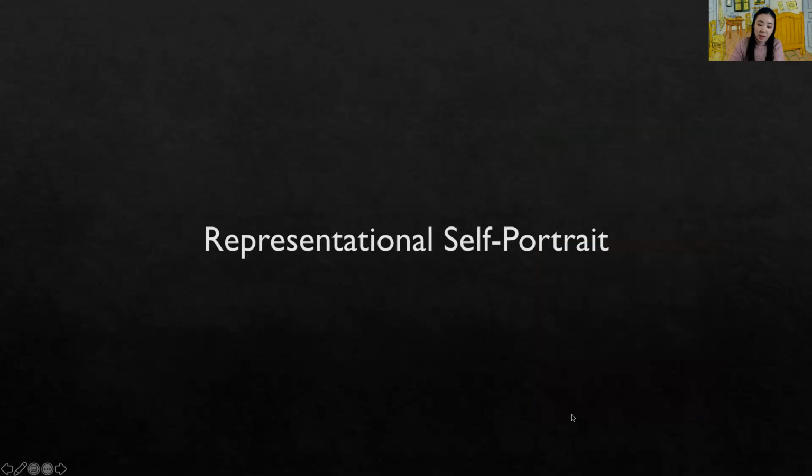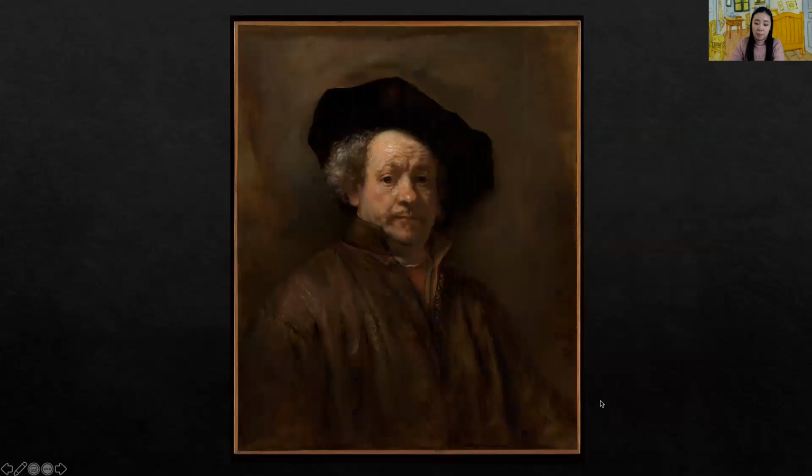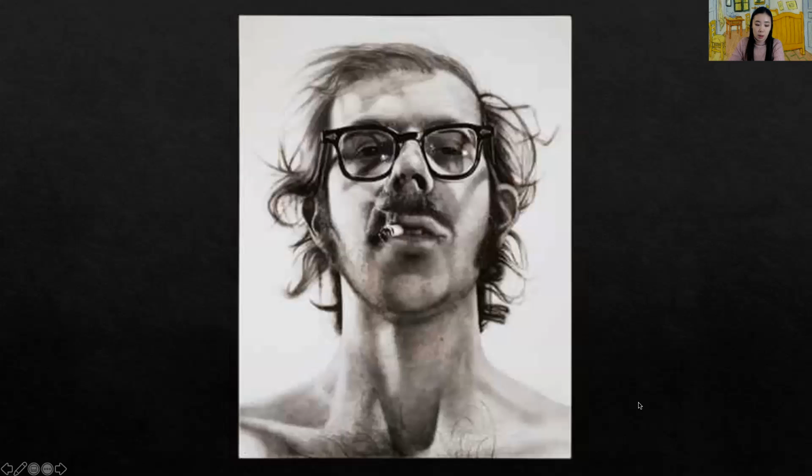There are lots of representational self-portraits in the history of Western art. Let me show you the examples. This is Rembrandt's self-portrait from the Baroque era. And this is Chuck Close's representational self-portrait painting. This is an acrylic painting. We're going to learn about him next week.